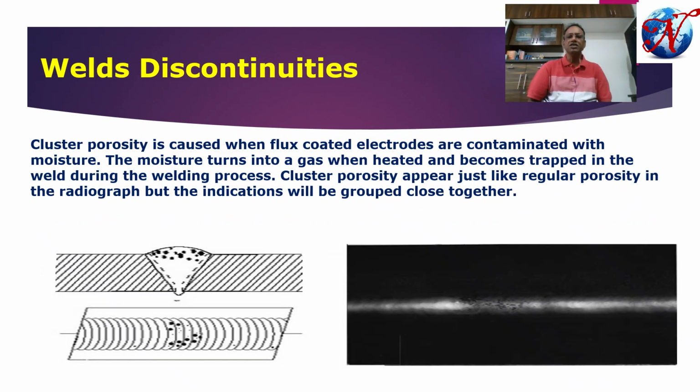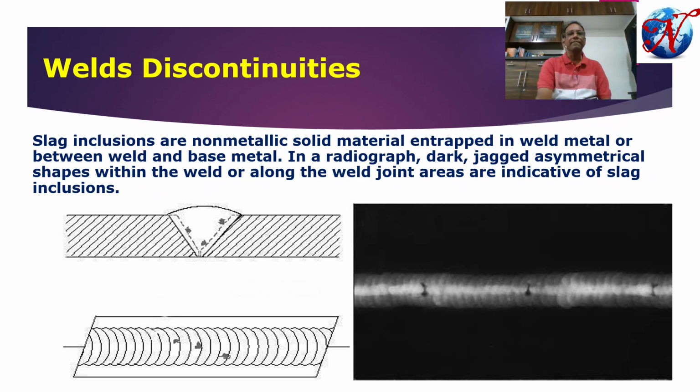Next welding defect is the clustered porosity. Here, there are black dots, but in a localized area there is a lot of porosity, and the clustered porosity will appear in the radiographic film in the form of rounded black dots in a localized area.